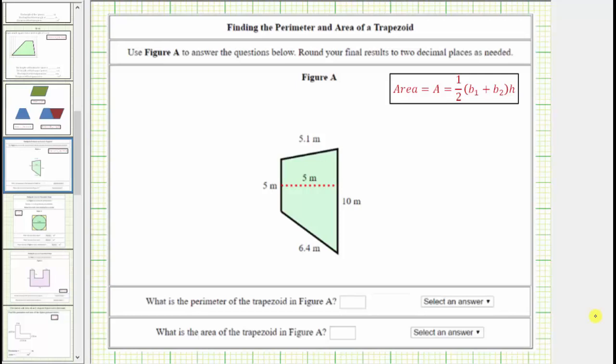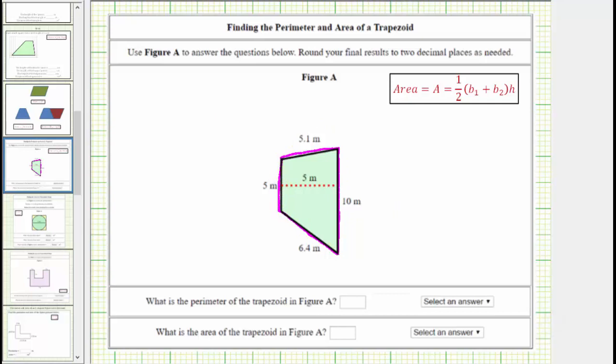We were given a trapezoid and asked to determine the perimeter and the area. The perimeter of any polygon is the distance around the outside of the polygon, and therefore to find the perimeter, we sum the lengths of all of the sides, which means the perimeter of the trapezoid is equal to, if we start here, 5.1 meters plus 10 meters plus 6.4 meters plus 5 meters.